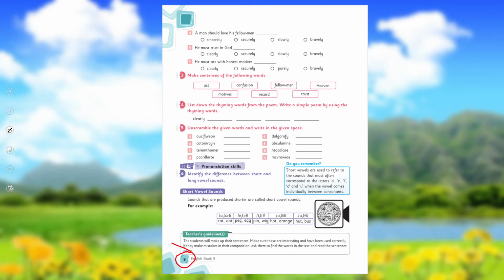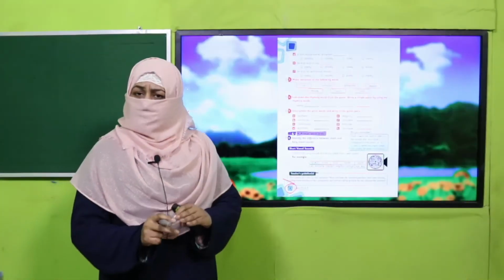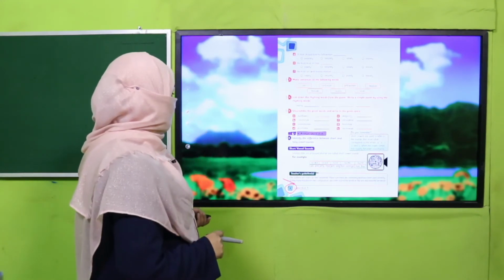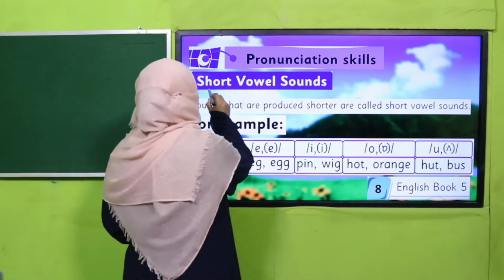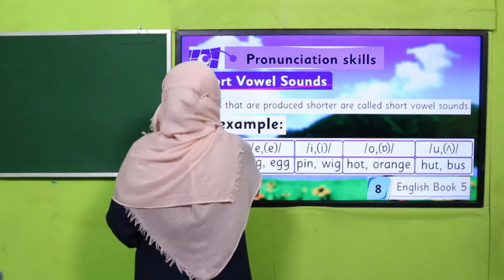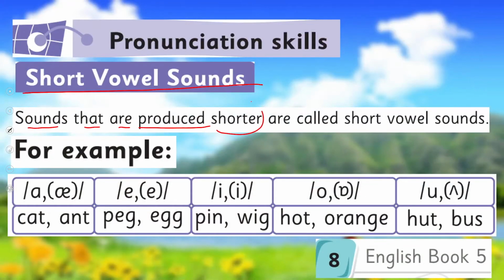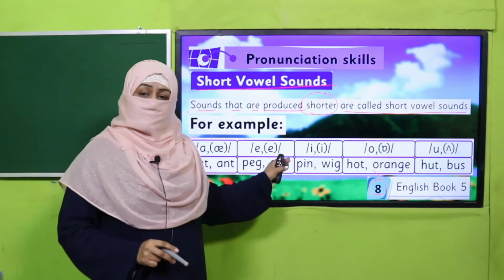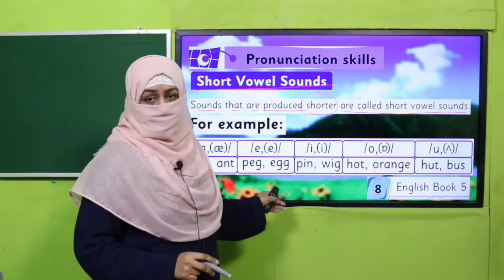We have practiced all the short and long vowel sounds. Now it's your turn. Open your book on page number 8. What does your book say? Short vowel sounds, sounds that are produced shorter are called short vowel sounds. Its examples are here. On page number 8, this table is given. Teachers, kindly pause the video, make the children read it and find the rule which is applying for short vowel sound over here.